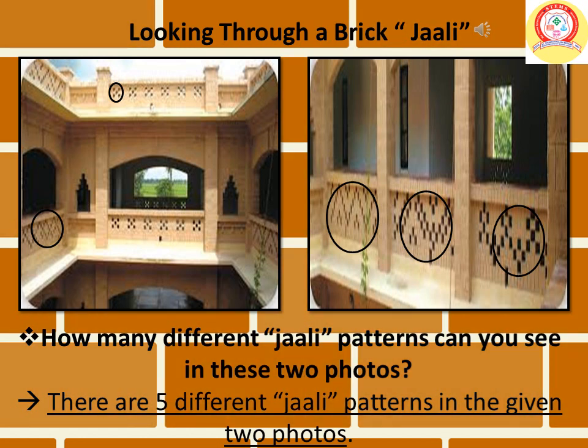Now let me ask you a question, students. How many different Jali patterns can you see in these 2 photos? Now I can see 5 Jali patterns. You can see the colored black circle ones. Those are the Jali patterns. Okay, students?